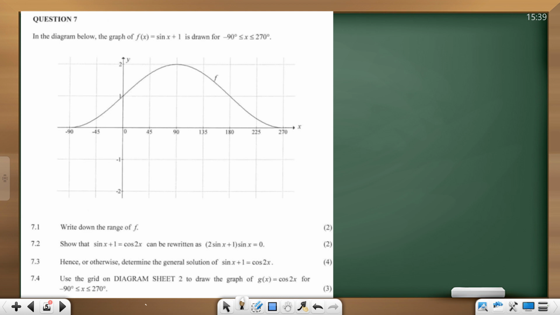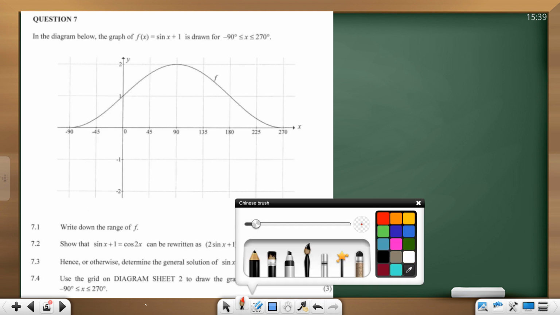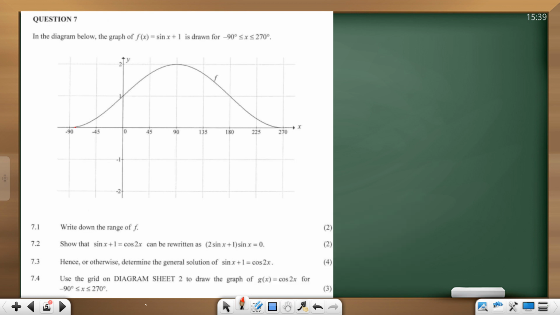Look at f. I think we did this just now. Y values. What's your range? Range. From what to what? Between minimum and maximum. What is our value here? 0, less than or equal to y, less than or equal to 2. And you don't even need the graph to get this.